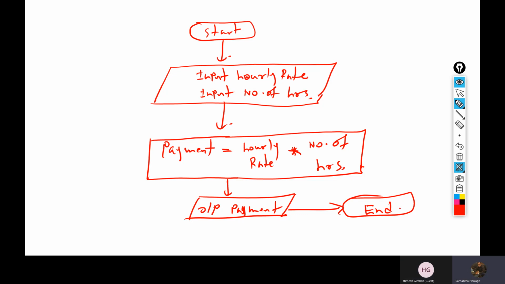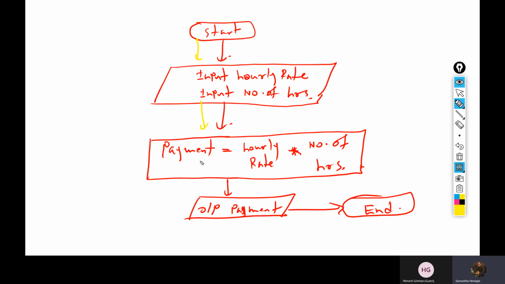Oh, so very simple. We just input the hourly rate and number of hours. After that, we do the calculation, hourly rate into number of hours, you get the payment. Then you display the payment and you end the program. This is a sequence structure. See, one after the other.